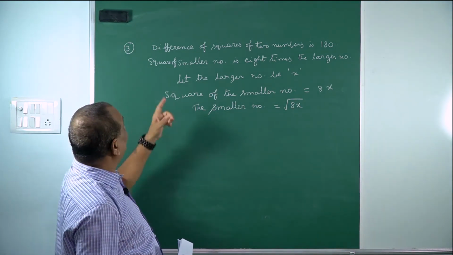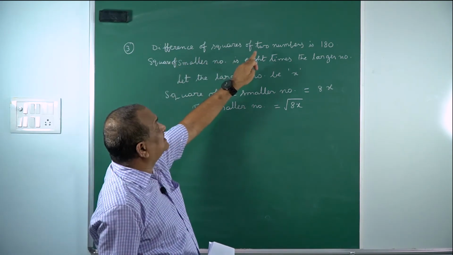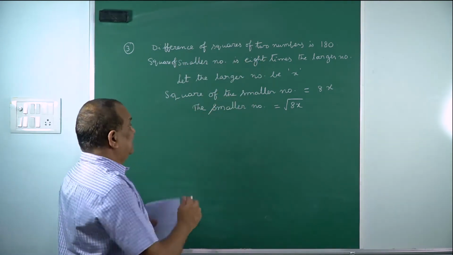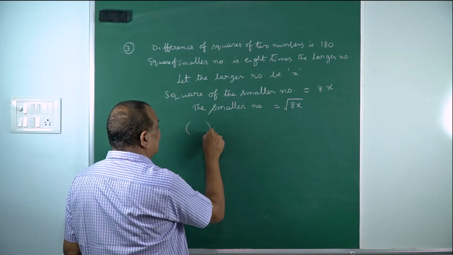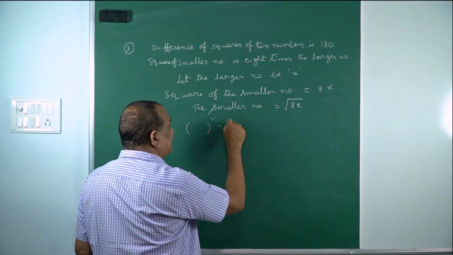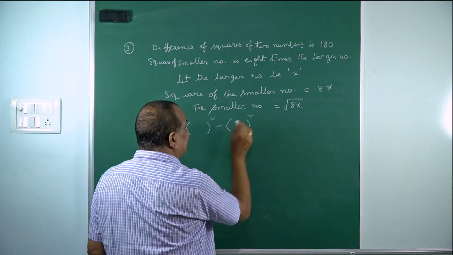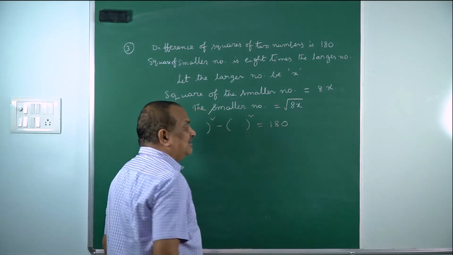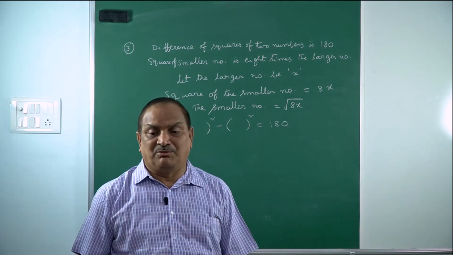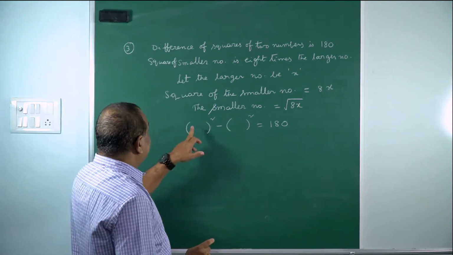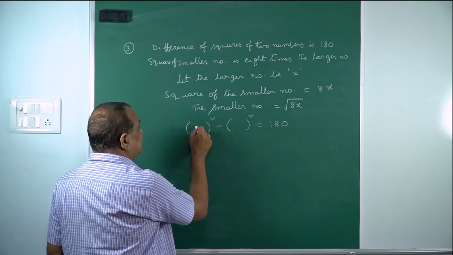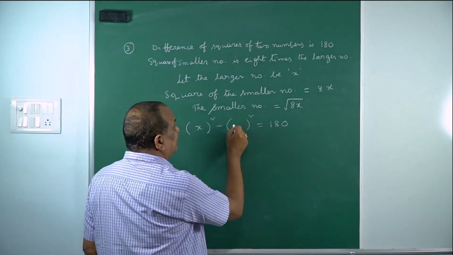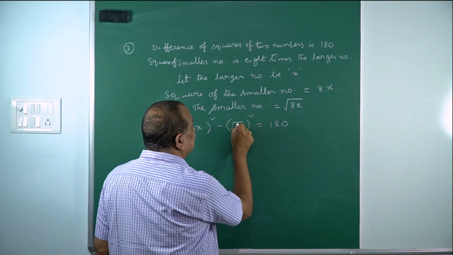He is now asking: the difference of the squares of two numbers is 180. Square of the larger number minus square of the smaller number. The difference must be 180. That's it. That's a very simple proposition. So this is the square of the larger number. Larger number is x. Square of the smaller number, root over 8x.